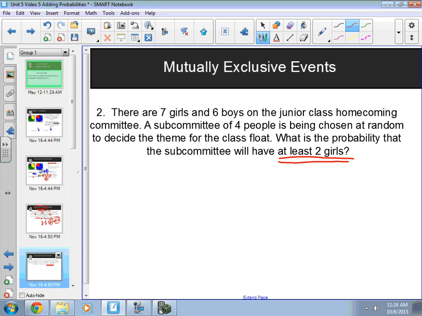Now, we've got to figure out, what does at least mean? At least means 2 or more. We need 2 or more girls on this committee. Well, if there are 4 people on the committee, that means the possibilities are that we'd have 2 girls on the committee. It could also mean that we have 3 girls on the committee. It could also mean that all 4 people on the committee end up being girls. So we could have 2, 3, or 4 girls.